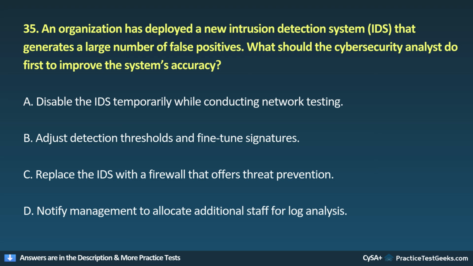What should the cybersecurity analyst do first to improve the system's accuracy? A. Disable the IDS temporarily while conducting network testing. B. Adjust detection thresholds and fine-tune signatures. C. Replace the IDS with a firewall that offers threat prevention. D. Notify management to allocate additional staff for log analysis.